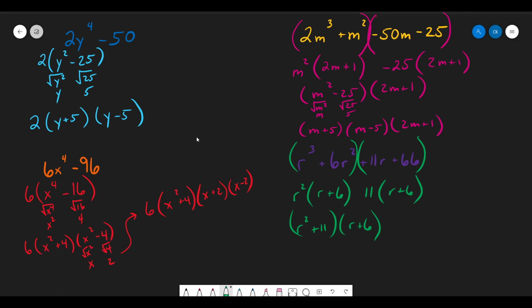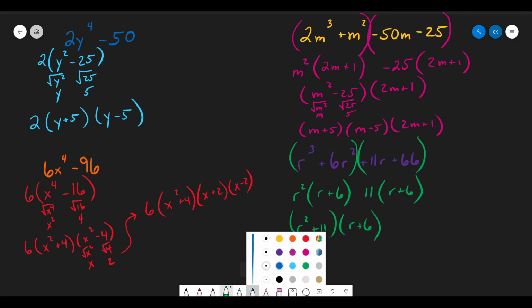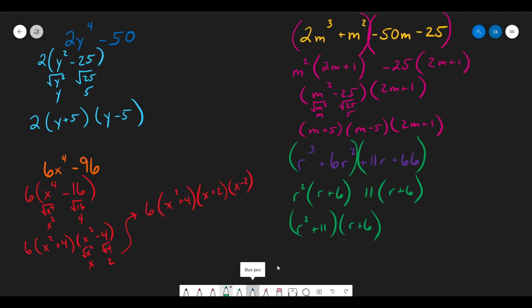Okay, so hopefully these are the answers that we got here. For the first one, pretty straightforward one. We are first going to factor out a 2 to get y squared minus 25. Then we recognize that these are both perfect squares. We have a minus here, so the square root of y squared is y. Square root of 25 is 5. So we have 2, and then we have y plus 5, y minus 5.